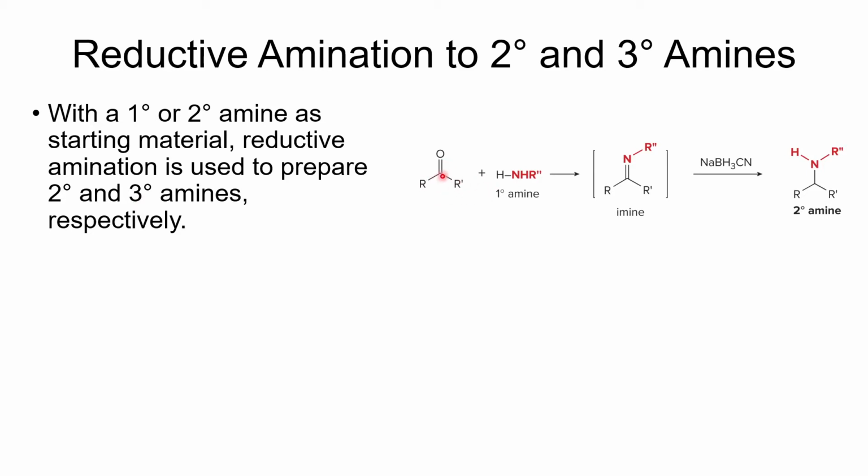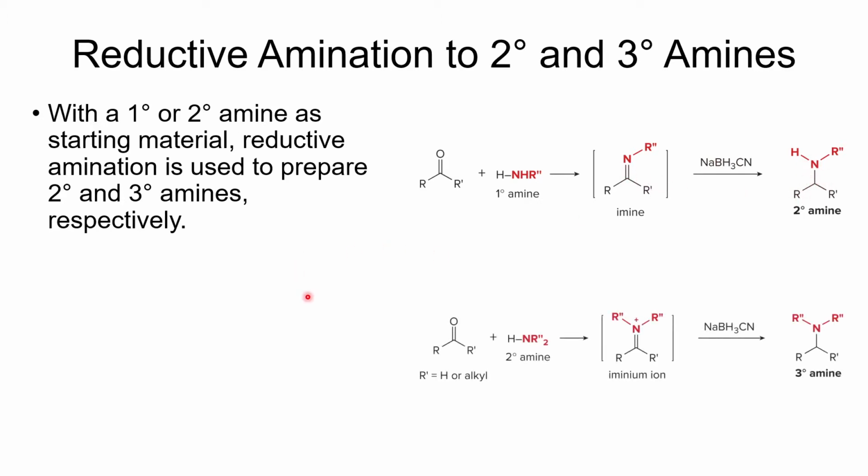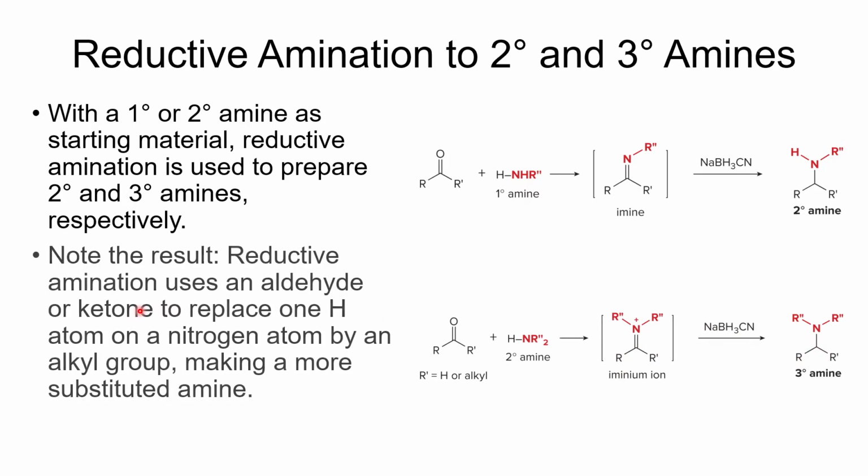So here we've got this ketone or aldehyde. It could be either. Treat it with a primary amine. We will get this imine as an unisolated intermediate. The sodium cyanoborohydride will reduce that imine to a secondary amine. And likewise, we can take a ketone or an aldehyde, treat it with a secondary amine, and we'll get an iminium ion, which was not isolated, and the sodium cyanoborohydride is going to reduce that to a tertiary amine.